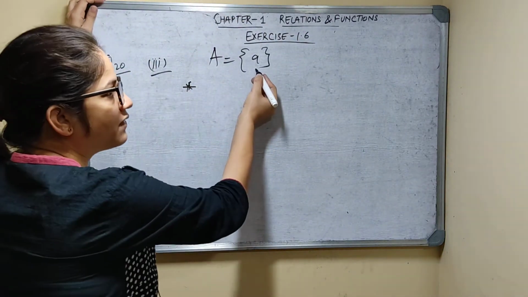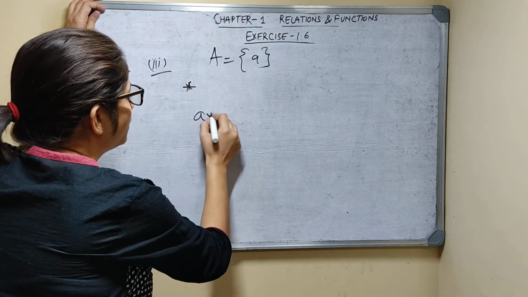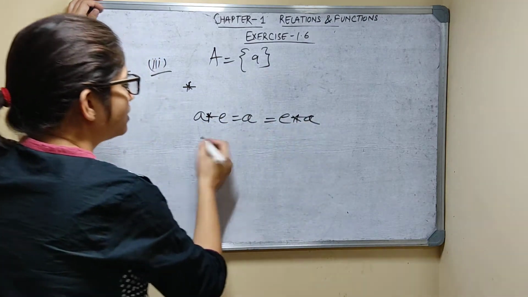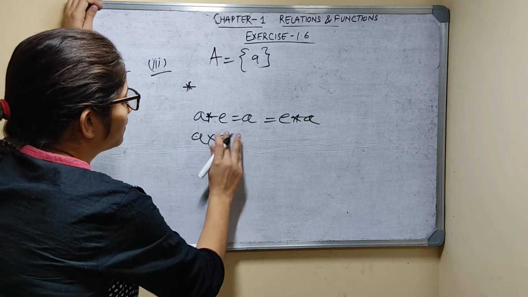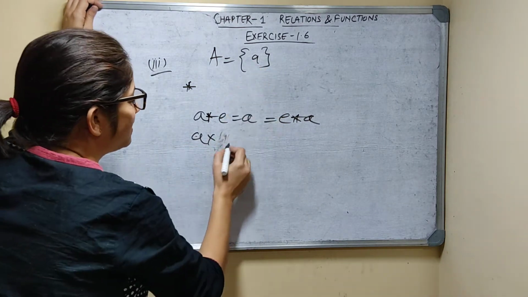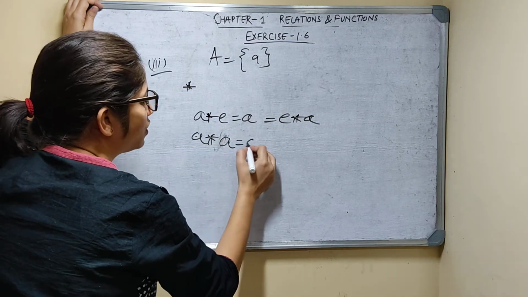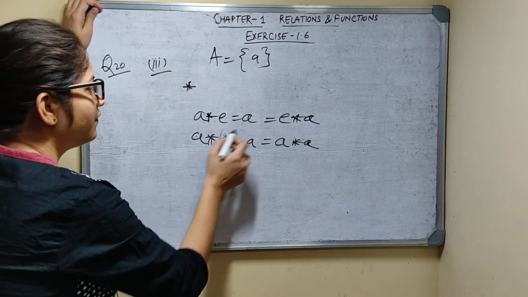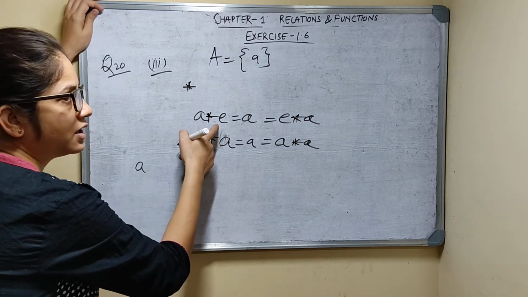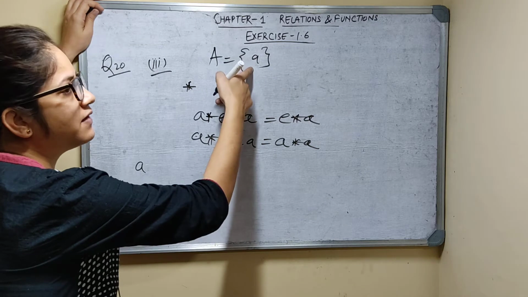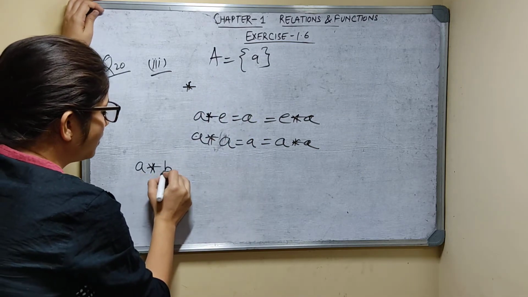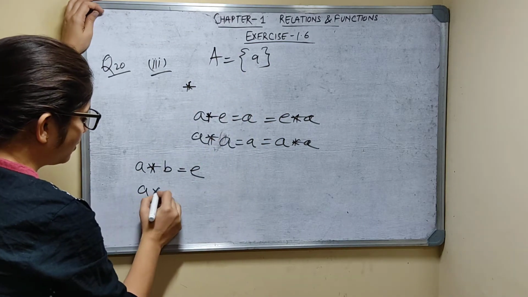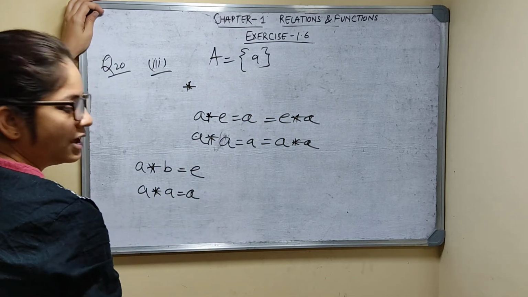It is true because only one element is there, A. So if we do A strict E is equal to A, which is equal to E strict A. So it's true, A strict A, because here E is also only one element. So A strict A is equal to A. And E is A here, because only one element is there. So inverse will be, A strict B is equal to E. Inverse is also A only. So A strict A is also equal to A only.